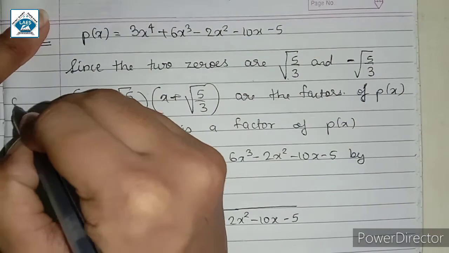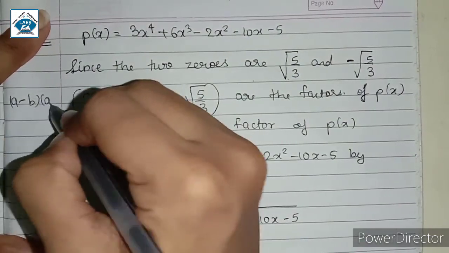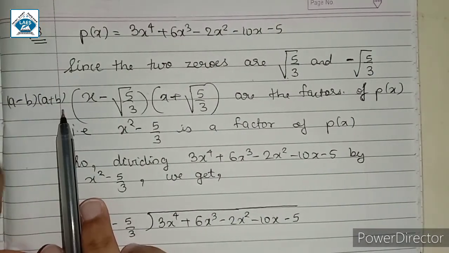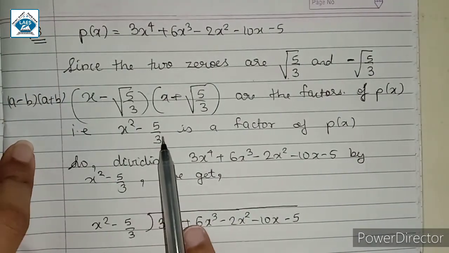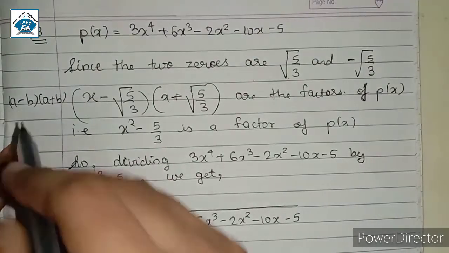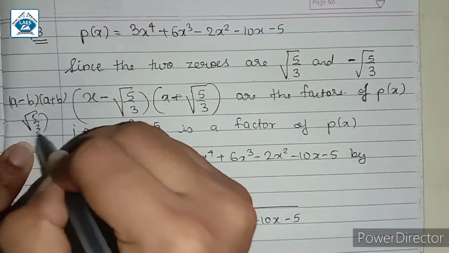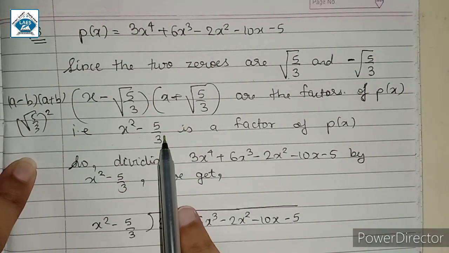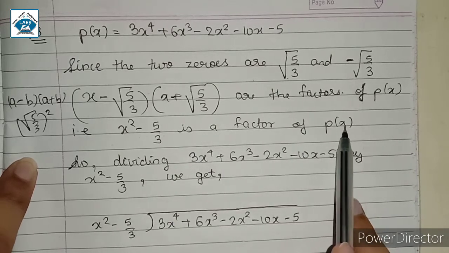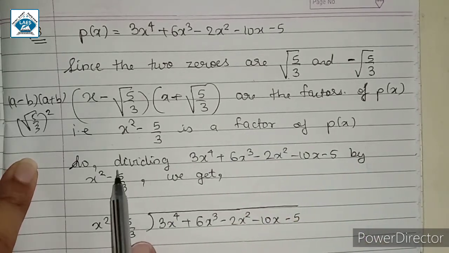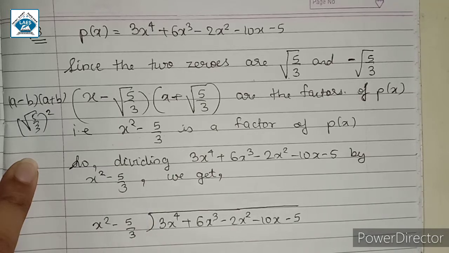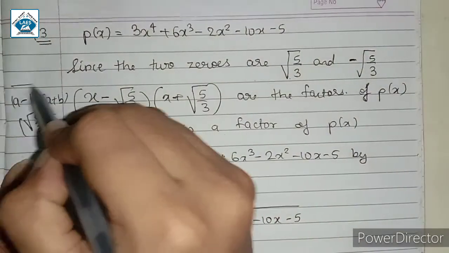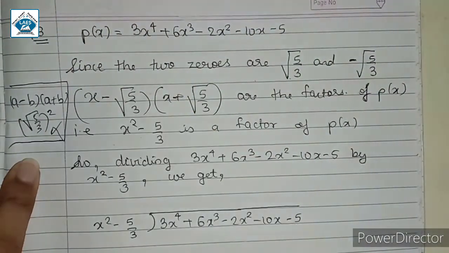It is a minus b into a plus b, right? So it is a square minus b square. So here we have x square minus b square. If we do the square of root 5 by 3, it is equal to 5 by 3. So here we have x square minus 5 by 3 is a factor of p(x). Now since it is a factor, if we divide this polynomial by x square minus 5 by 3, we will get the remainder 0. You don't have to write this as a part of solution. This is just for your understanding.